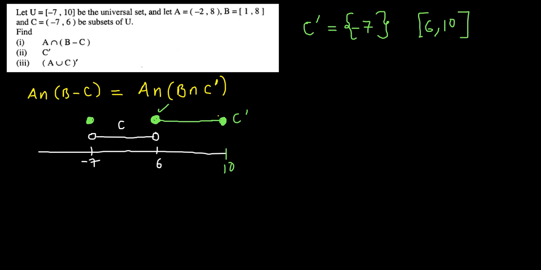But since all of them are part of C complement, combine them. So you just put a union in between. That means you have combined this set and this set, and that is what is making up C complement. Is there anyone that is left behind?